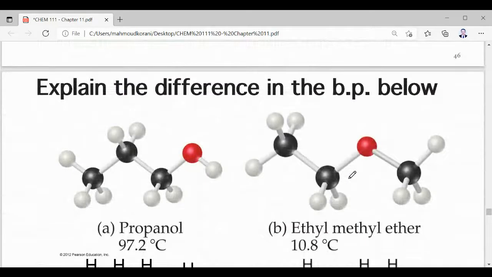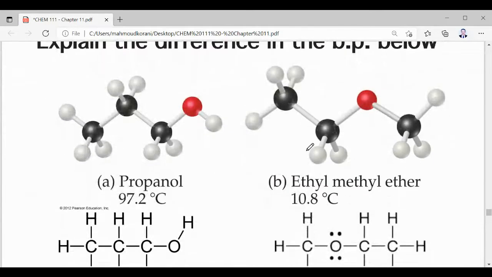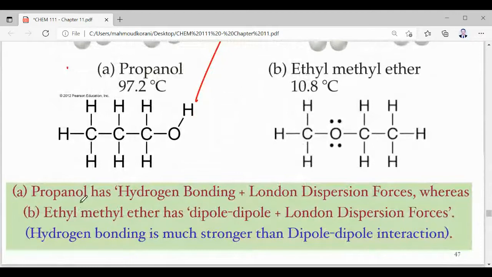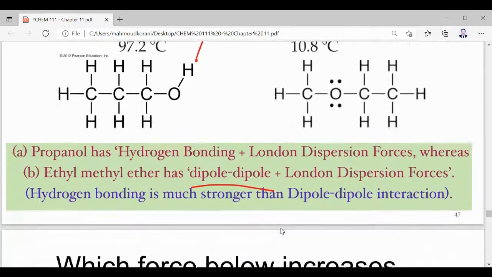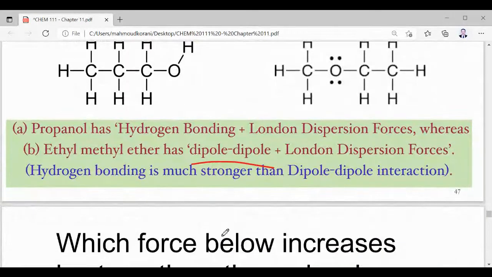Explain the difference in the boiling point below. This can form hydrogen bonding. It contains hydrogen with oxygen. This other one is polar. It contains the dipole-dipole interaction, and this is hydrogen bonding. So you could expect higher boiling for the hydrogen bonding one. Propanol has hydrogen bonding in addition to the London force, which is found in all compounds, while ethyl methyl ether has only dipole-dipole interaction in addition to the London one. Hydrogen bonding is much stronger than the dipole-dipole interaction, as I already told you.